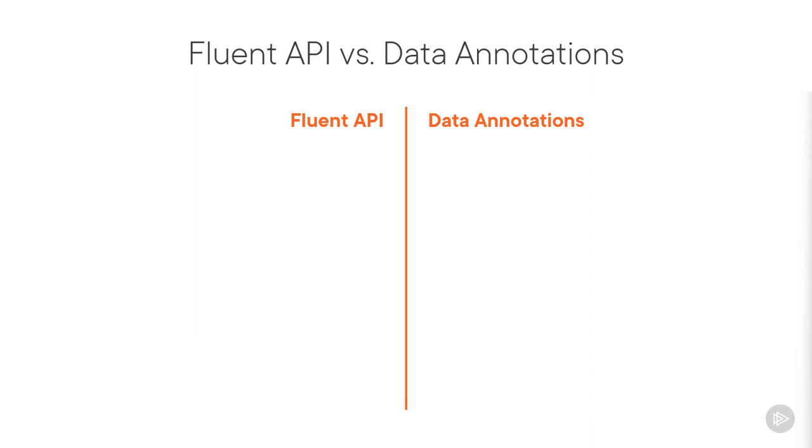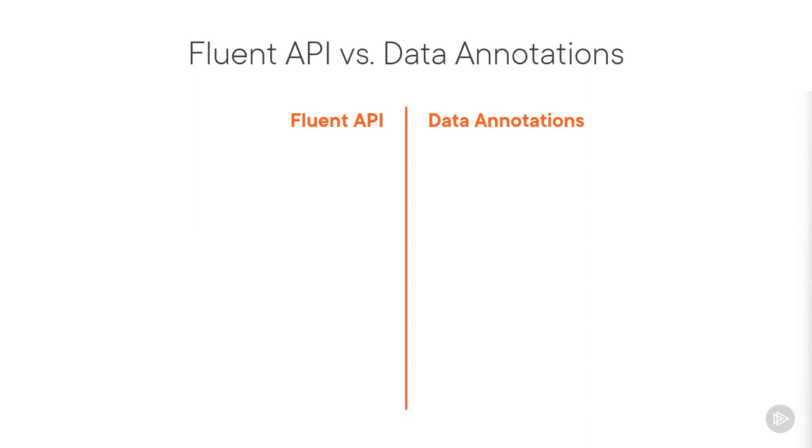Before we start to modify our data model, let's just take a look at two options that we have for specifying the characteristics of our data model to EF Core. One approach is to use the Fluent API that EF Core provides us with, and another is to use data annotations, which is the same approach that is used, for example, in ASP.NET MVC.